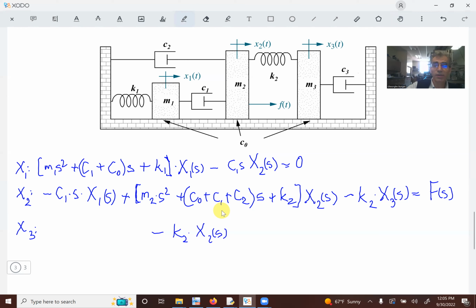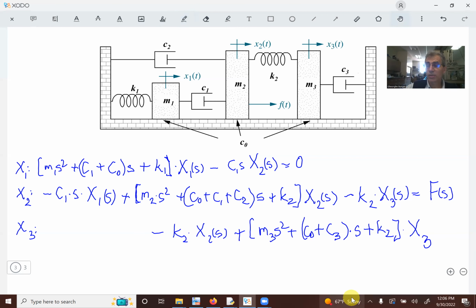Then I have to add, as you can see, everything that's related to x3. So that would be some inertia m3 s squared, plus some damping term here, C naught and C3, and this will be multiplied with s, plus some stiffness there, K2. And everything is multiplied with x3 of s. And it's equal to 0 because we don't have any external force applied there.